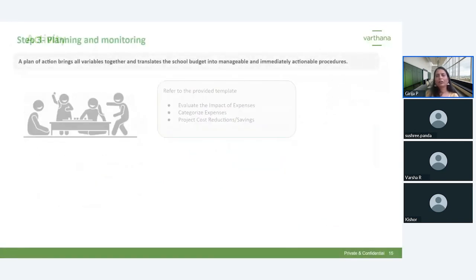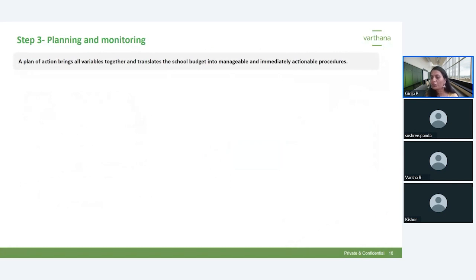The next step we should do, and pay special attention to when we are budgeting for our schools, is planning and monitoring. And why is it important? Because now we have understood how our expenses are going to look, and if we are coming short in a particular month, we have done the resource allocation for that. After that, it is very important to do this planning, to keep everything on track.